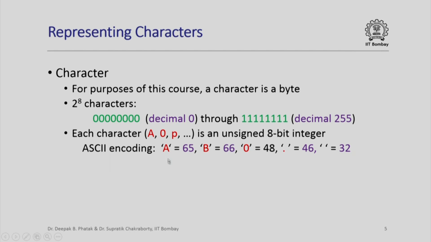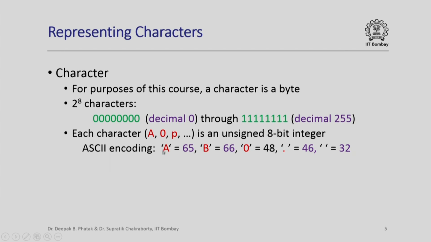So each character that you see on your keyboard or that you want displayed on your screen, like A, 0 or P, is going to be treated as an unsigned 8-bit integer. It is going to be represented by a byte, and therefore it is an 8-bit integer without a sign. And we use this encoding of characters as unsigned 8-bit integers, which is also called the ASCII encoding, the American Standard Code for Information Interchange.